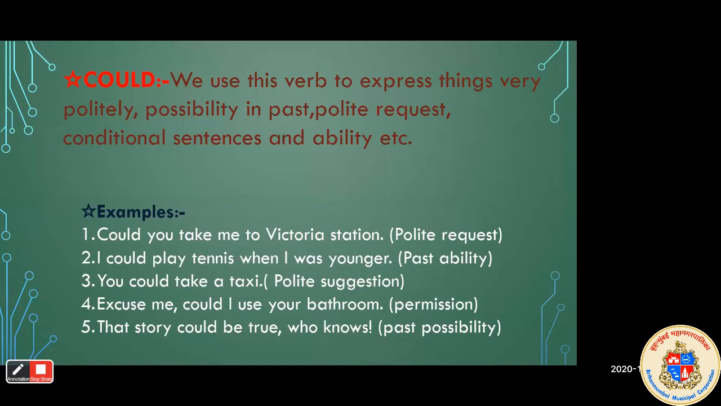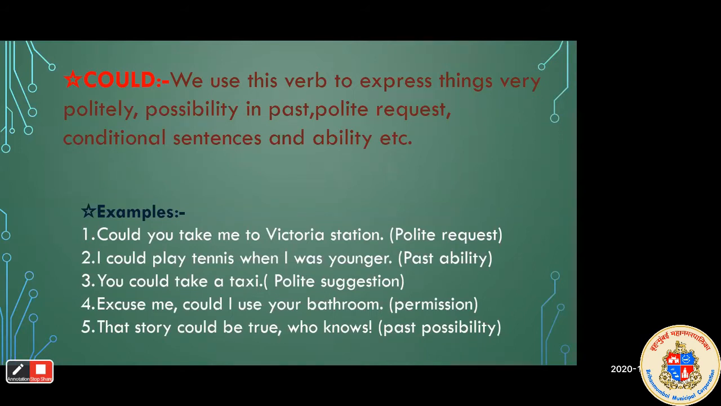Here is also a polite suggestion given to him: okay, you could take a taxi. In the fourth sentence, you can see here, "Excuse me, could I use your bathroom?" Here also, you can see the person is taking permission very politely. Yes or no? "Excuse me, could I use your bathroom?" In this way, if you use the sentence, it shows you are taking polite permission.